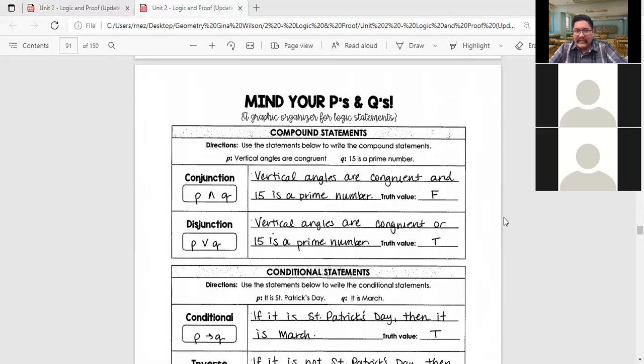Mind your P's and Q's. Graphic organizer for logic statements.